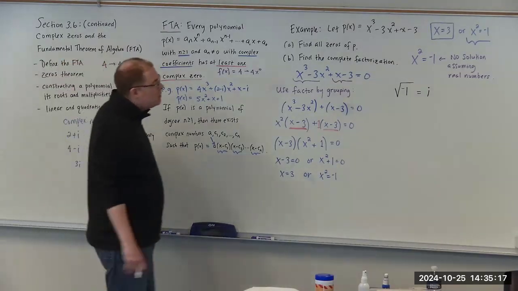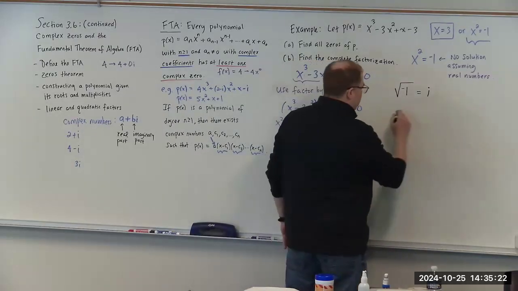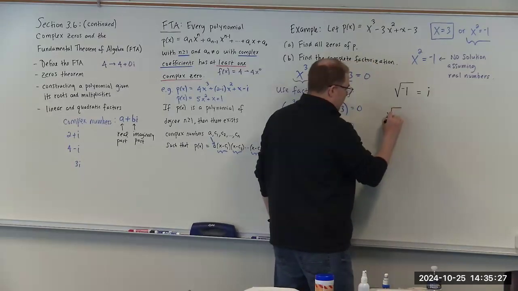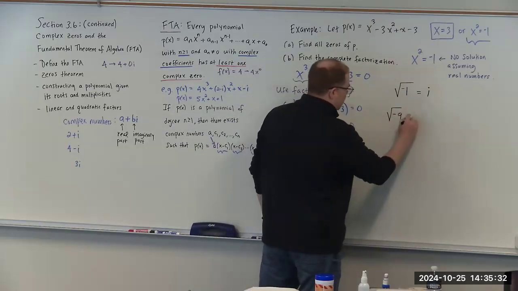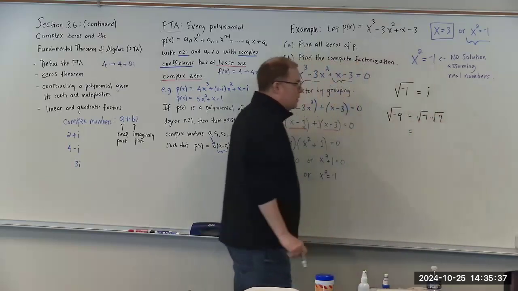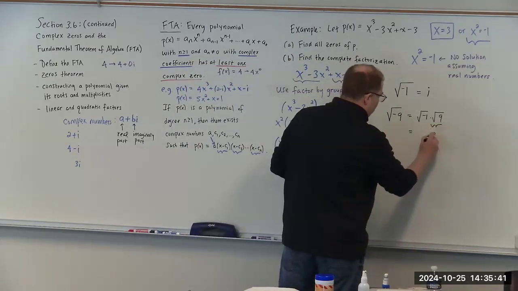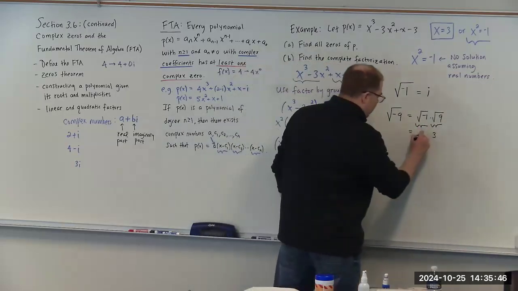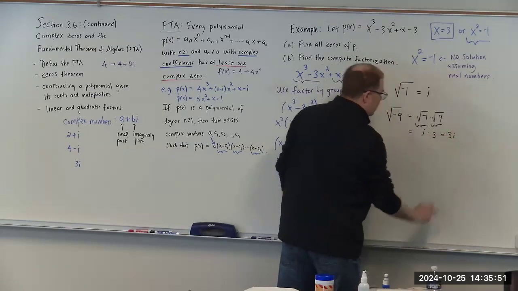Okay, so let this be i. All right, so for example, how would this work with other numbers? What about this: what if you have the square root of negative 9? Well, this can be written as negative 1 times 9 under the square root. We know that the square root of 9 is 3, and the square root of negative 1 we're calling i. So we have i times 3, which gives us 3i.